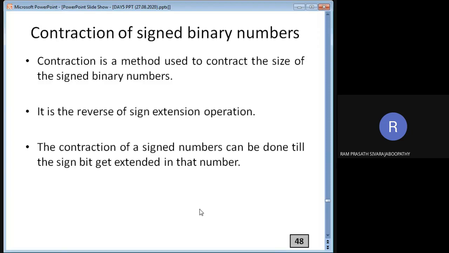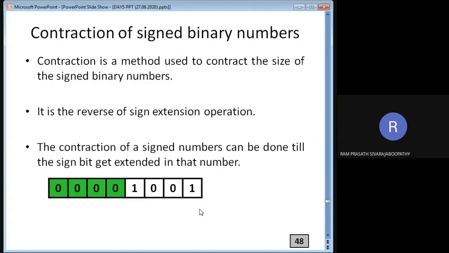The contraction of this can only be for signed numbers. The contraction பாத்தீங்கன்னா எதுக்கு? signed numbers மட்டும்தான். Okay. For example, உங்களுக்கு ஒரு unsigned number இருக்குன்னு வச்சுக்கோங்க. அதுல வந்து contraction பண்ணீங்க அப்படின்னா வேல்யூ சேஞ்ச் ஆயிடும். Okay, you should not do contraction operation for unsigned numbers. It is only for signed binary numbers.